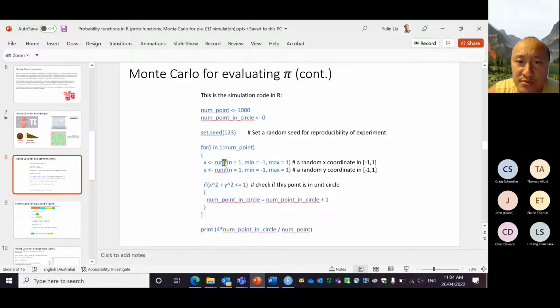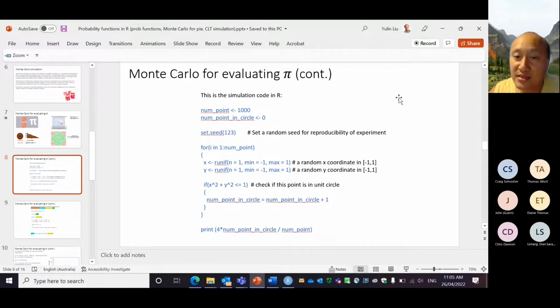Actually, I'm using two uniform distributions. So I'm using the uniform distribution twice. The first time, I'm going to generate the x coordinate of a point between -1 and +1. And then I'm going to use the same uniform distribution to generate a y coordinate randomly between -1 and +1. This uniform distribution is a distribution between -1 and +1. If you draw the curve of a uniform distribution, it's just a flat line.